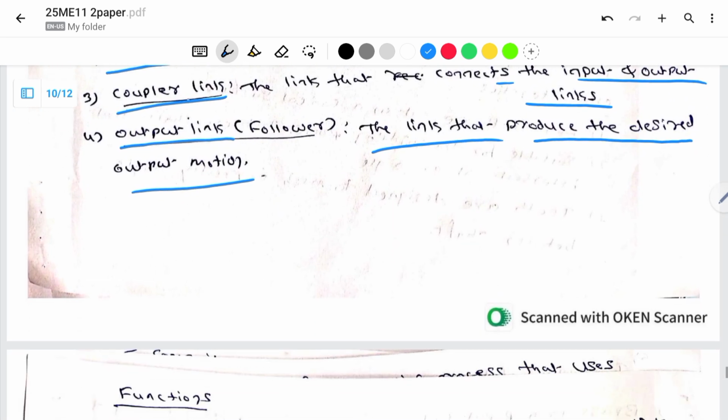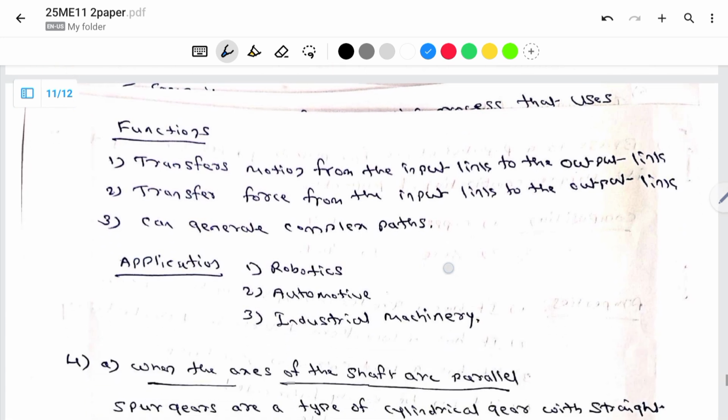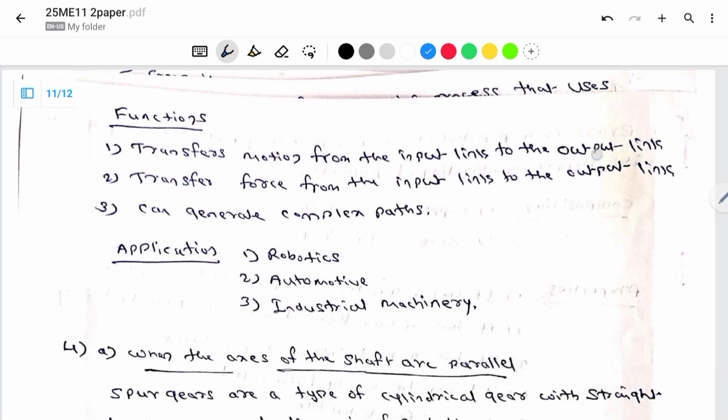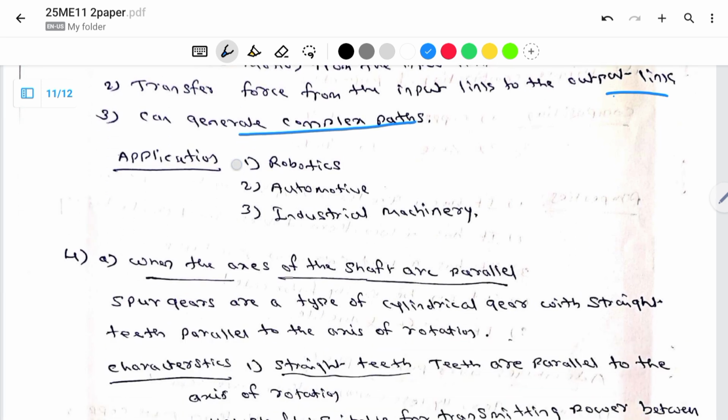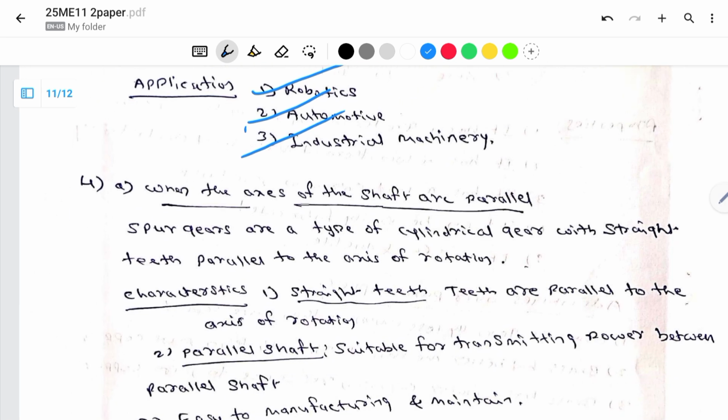You can also draw the 4-bar chain diagram. The function is to transform the motion from the input link to the output link. So, motion transformation: first, transfer the motion from the input link to the output link, then it can generate complex paths. These are used in robotics, automation, and industrial machineries. Okay, next.